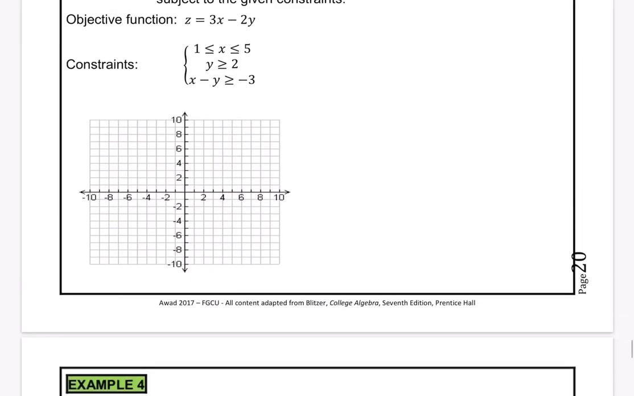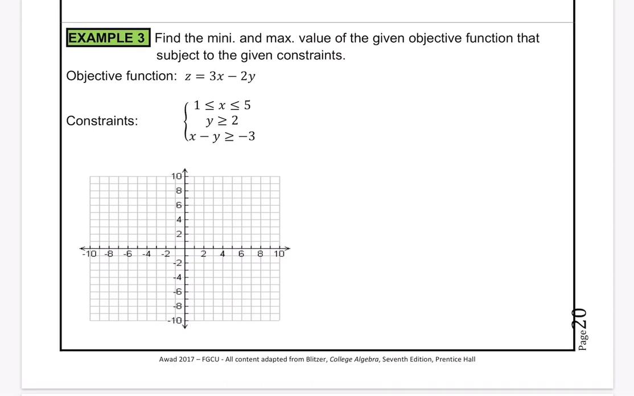Let's take a look at the next one. Find the minimum and the maximum value of the given objective function that's subject to the given constraints. Z is equal to 3x minus 2y, and x is between 1 and 5, y is greater than or equal to 2, and x minus y is greater than or equal to -3. So the objective function is already given to us. That's like step 1. Let's try to graph these things and then see how things are going to work.